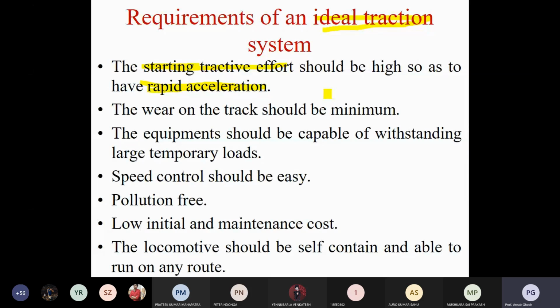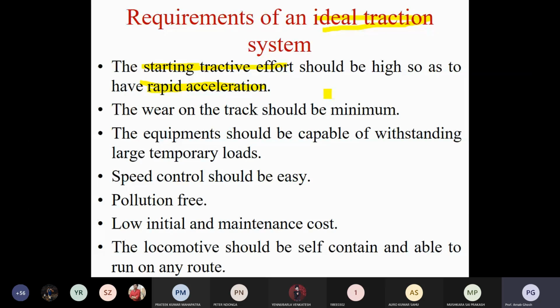I am requesting all the students to please mute your microphone. Some of your microphones are not muted. After completing my session, I will ask you for discussion, and if you have any doubt, you can ask me at that time. Right now you should mute your microphone, otherwise I am facing some noise from your side.